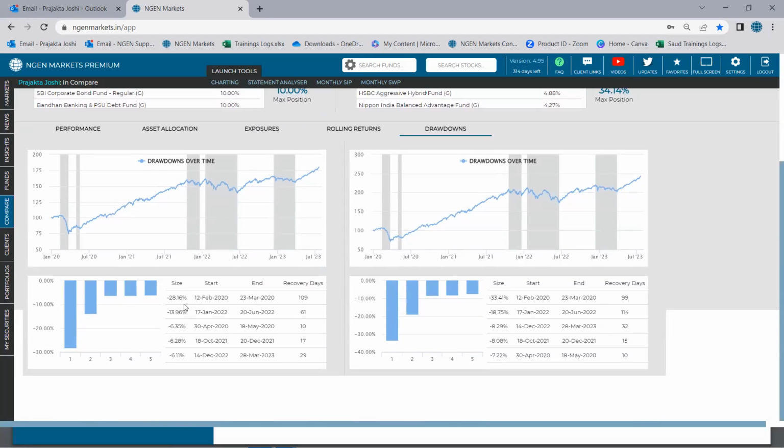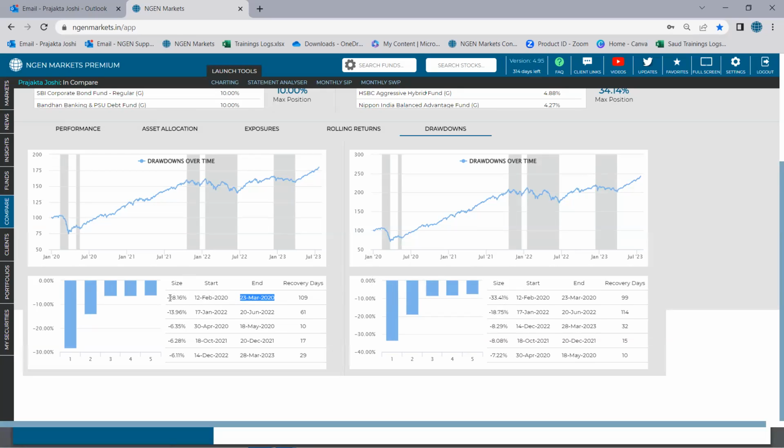So in this case, what we can see is, if we consider from 1st of January 2020, the worst drawdown was of a size of 28% in case of this existing portfolio, which started on 12th of February 2020 and ended on 23rd of March 2020. That's typically within a month. And you can see it's a comparable drawdown here and here as well, both places, right? So similar periods under consideration.